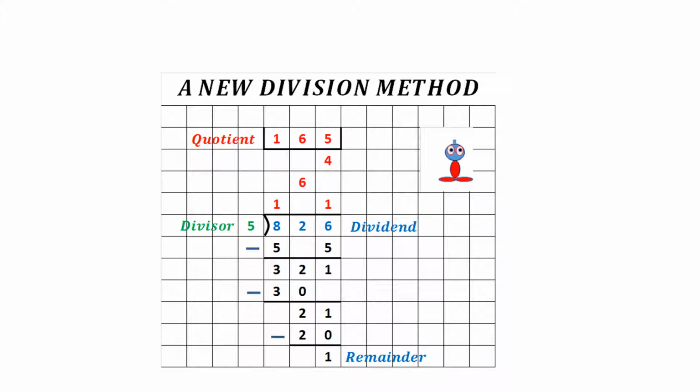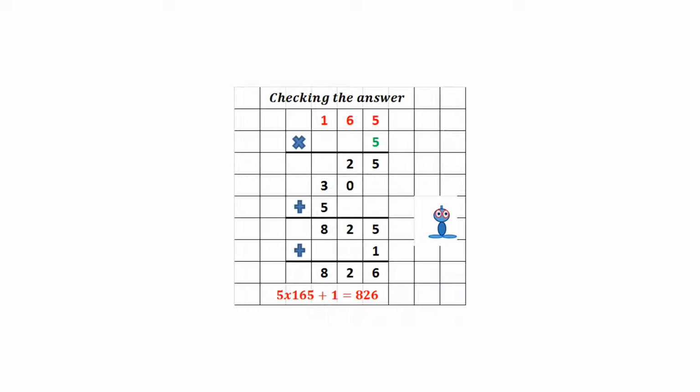So what does all this stuff mean? It means that if you take 5, the divisor, times the quotient, 165, and if you add the remainder 1, you will get the dividend, 826. And that little character over there to the right, that's math bug.